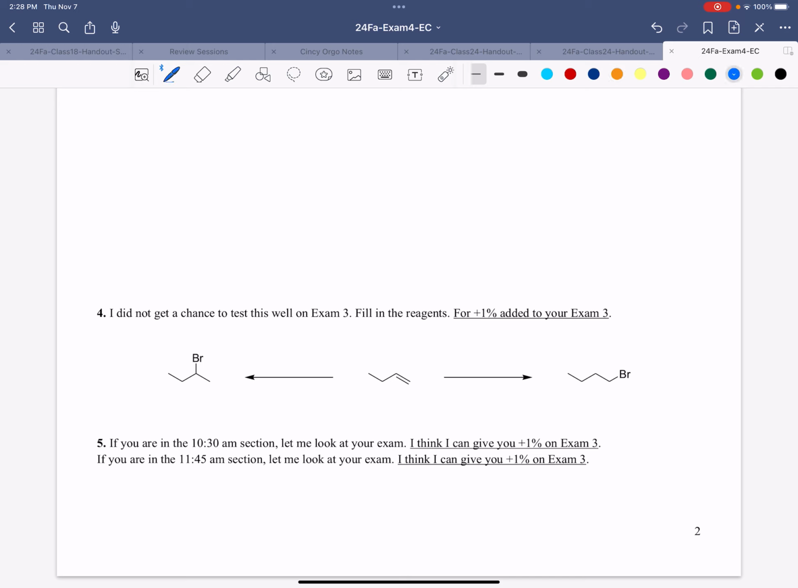Next, I did not get a chance. I really wanted to give you a chance to show that you know the difference between Markovnikov and non-Markovnikov. Because each carbon of the double bond gets something. We learned this reaction, Markovnikov, quite a while ago. But we actually learned this reaction to make this product fairly recently, because it's a radical mechanism, and this was non-Markovnikov.